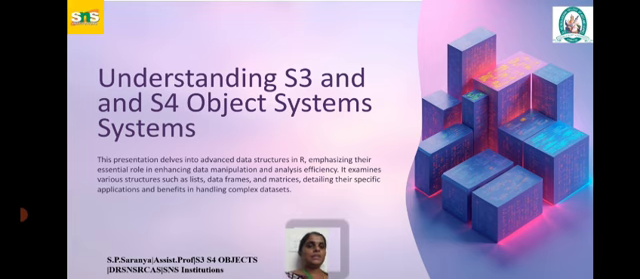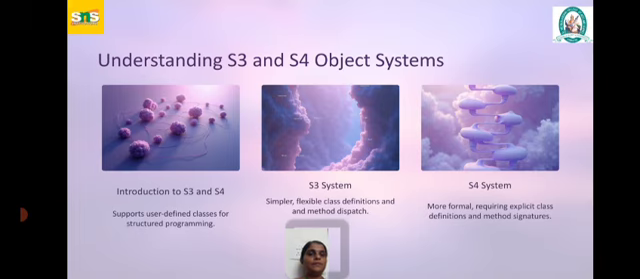So first, what is S3? Think of S3 as the more flexible and informal system. It is easy to use, and R creates S3 objects all the time behind the scenes. For example, when you run lm to create a linear model. S3 is like organizing your notes using sticky notes. It works, it's quick, but there are no strict rules. So S3 is the more flexible and informal way.